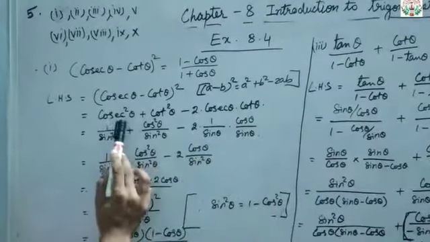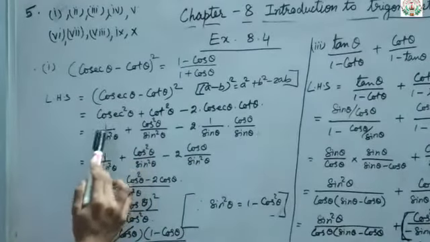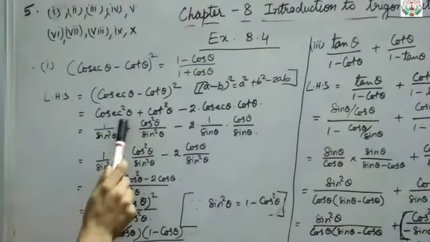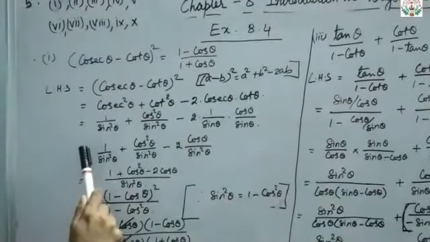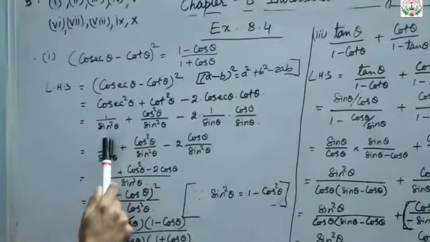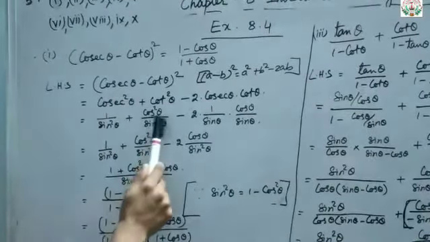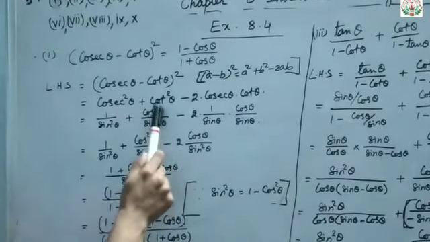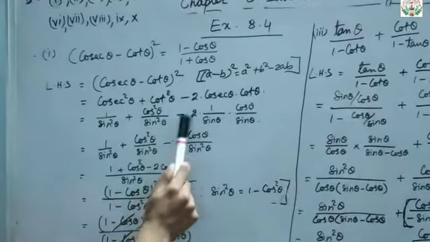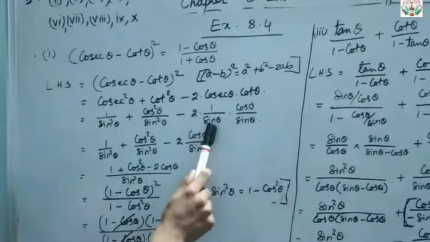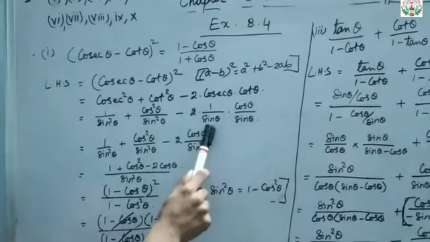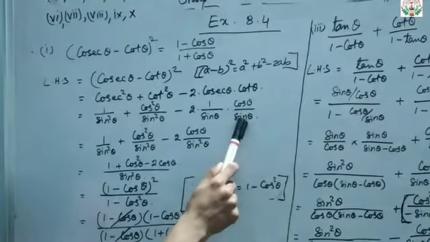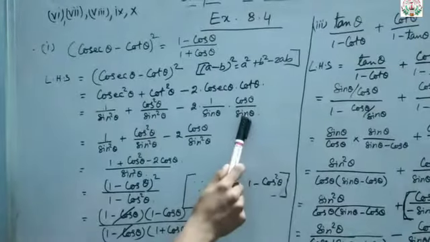Now this cosec theta I can write as the reciprocal of sin theta, we know that. So cosec square theta can be written as 1 upon sin square theta, plus cot square theta, we can convert into sin and cos form, that is cos square theta upon sin square theta, minus 2 into cosec, again the reciprocal of sin theta, that is 1 upon sin theta, into cot, which I can change into sin and cos form, that is cos theta upon sin theta.